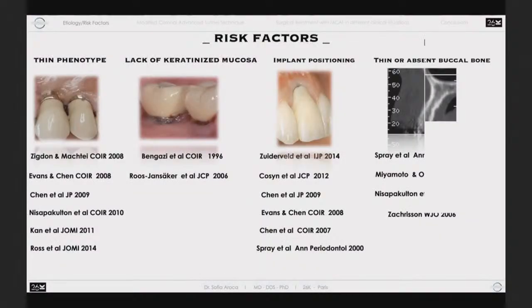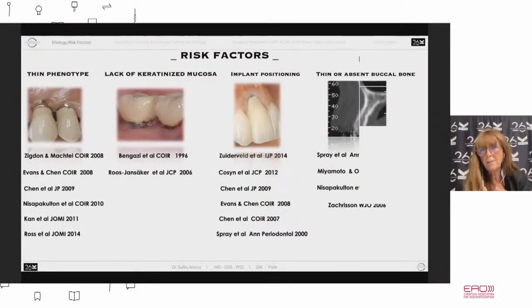And moreover, the implant positioning is of paramount importance, because it depends if you have a too buccal position or too apical buccal position of the implant. Of course, and even more, imagine that the patient has this implant position too buccally, plus is presenting a thin phenotype, and of course, thin bone, we are sure that this patient will develop a very nice soft tissue dehiscence.